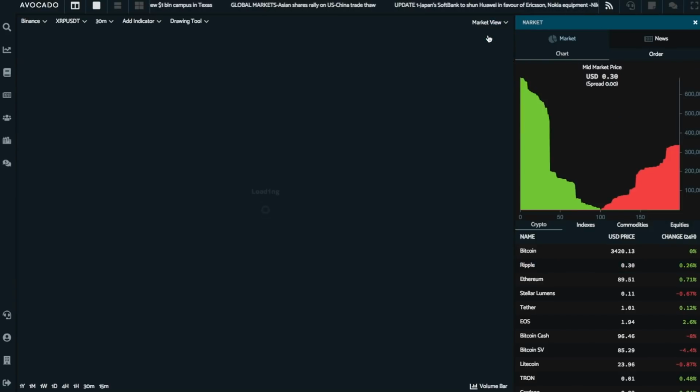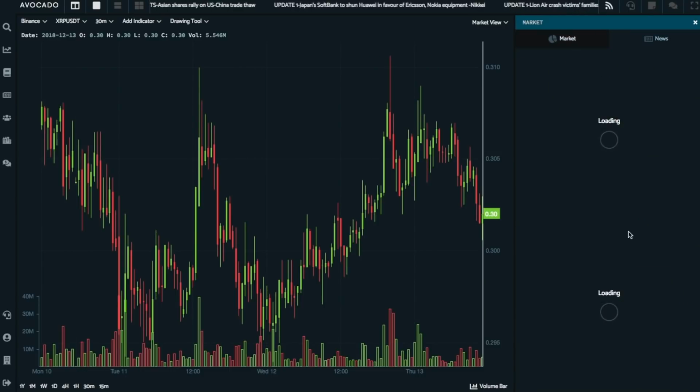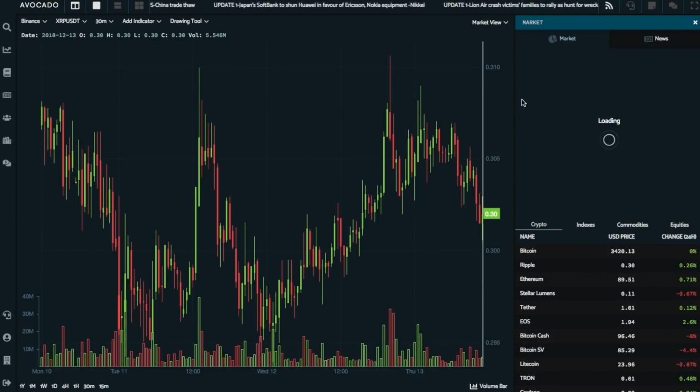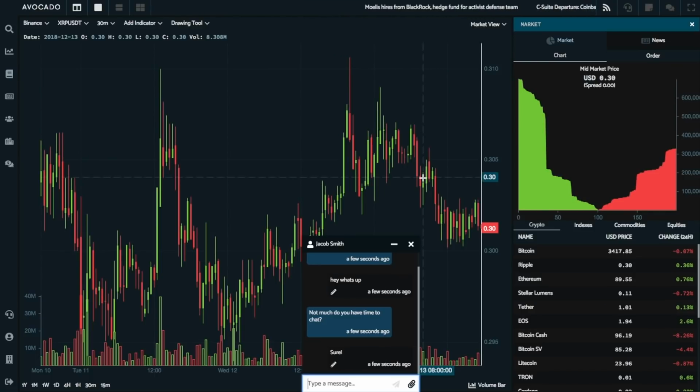And then being able to break down the markets and get the news on a particular cryptocurrency. So this is Avocado. And, oh, Jacob Smith just sent me a message. So obviously you have the chat in here that's also highly useful. So that's a look at the Avocado terminal.